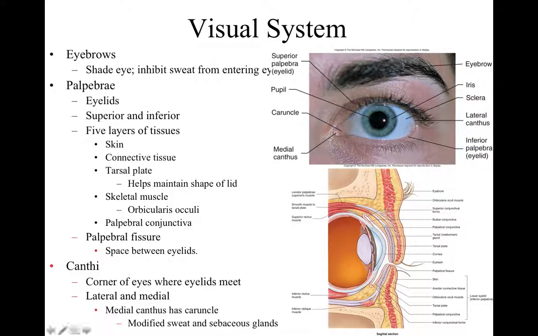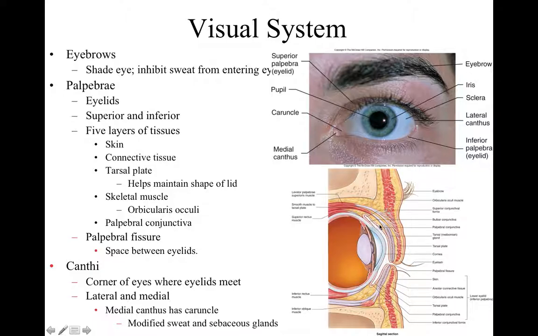The next one is actually going to be this right here. This is actually skeletal muscle, and this is the orbicularis oculi muscle that actually will close the eye and squint the eye, but it will also contribute to some of the thickness and structure of the eye itself. The last layer is this area right in here. This is the palpebral conjunctiva. The palpebral conjunctiva is actually a thin layer of mucous membrane that will actually help to lubricate the eye and decrease friction between the outer surface of the eye here and the inner surface of the eyelid.